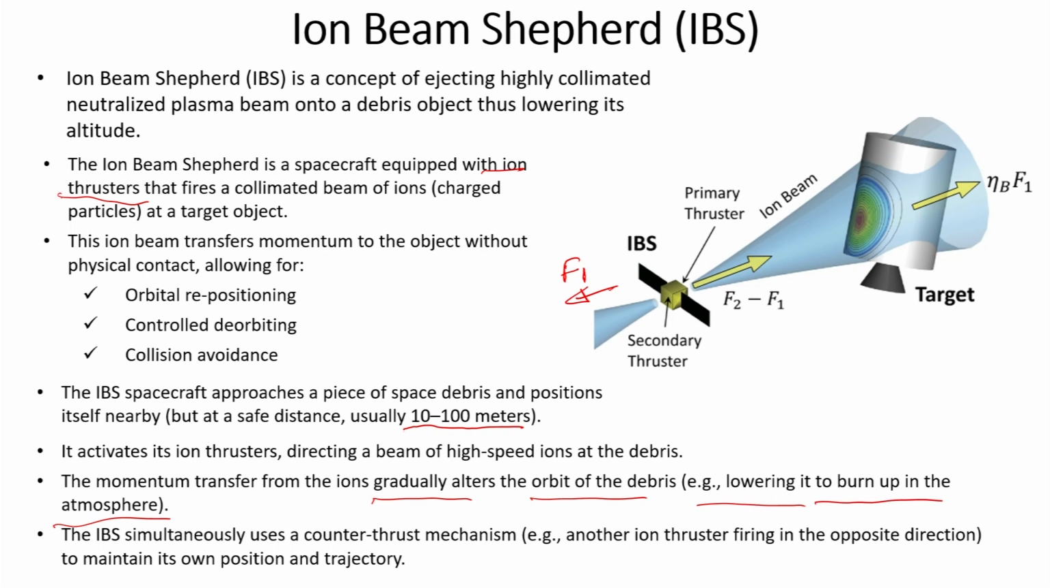Counter thrust mechanism means that whenever it is ejecting thrust towards the debris, this thrust will push it in the backward direction because of Newton's third law of motion. So, in order to balance that, there is a counter thrust mechanism, which is shown here. Some more details are there in the next slide.